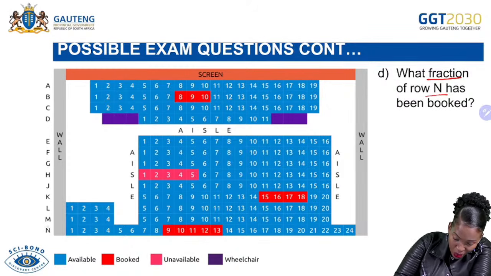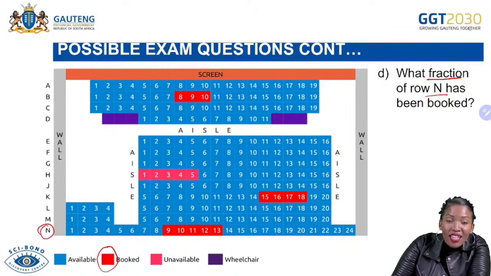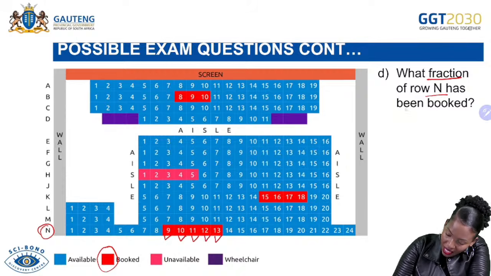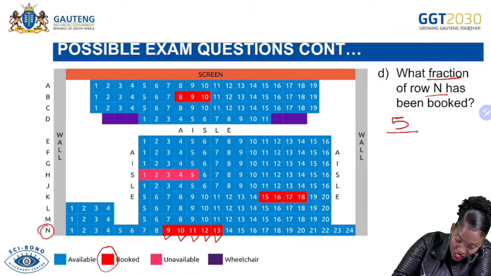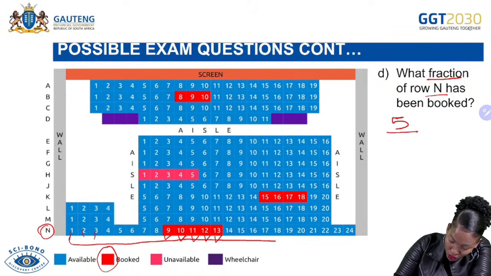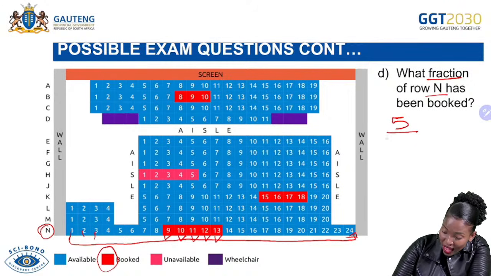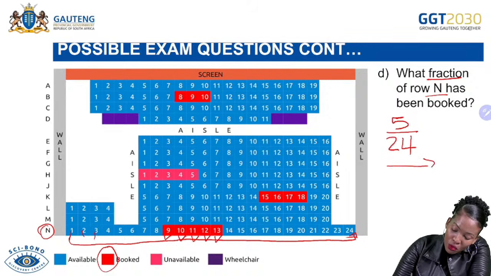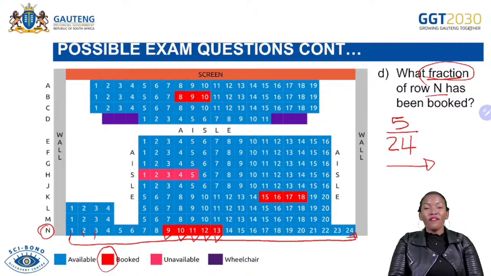And then, what fraction of row N has been booked? Let us go and look at N. Where is N? This is N. And how do we know that the seats are booked? They will be coloured red. So how many seats are booked? 1, 2, 3, 4, 5. So it is 5 seats out of how many seats in total? It is 1 up to 24. So the number of seats that are booked is 5 over 24, because they said they want a fraction. So the answer is 5 over 24. Only 5 seats out of the 24 seats are booked.